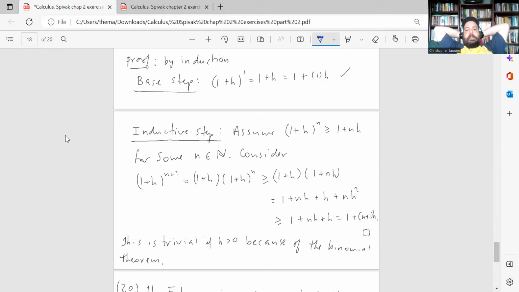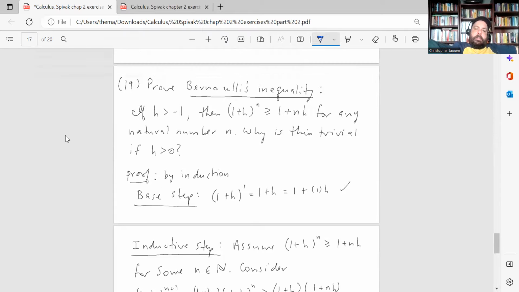So that shows that it's true for all natural number powers. And then the reason that it's trivial when h is 0 is because of the binomial theorem. If you expand this power using the binomial theorem, you'll see that all the terms are positive if h is positive. Okay, so that's why.